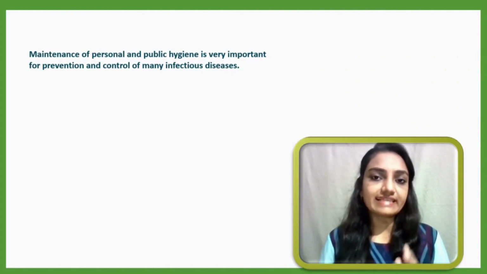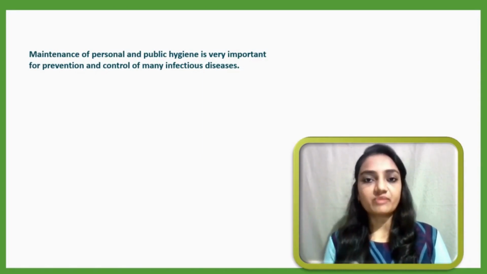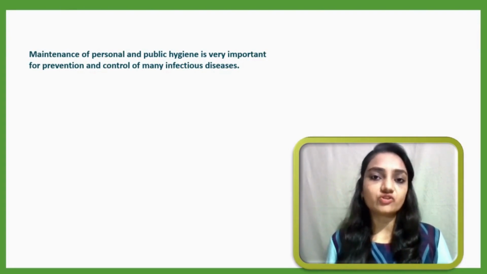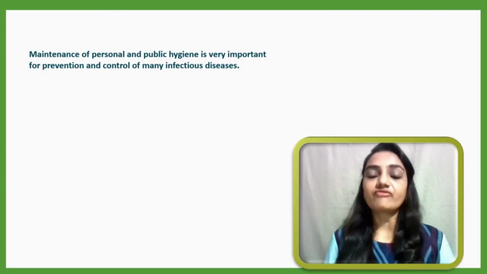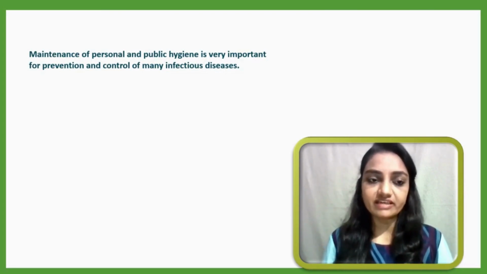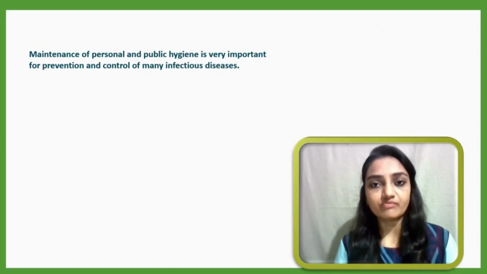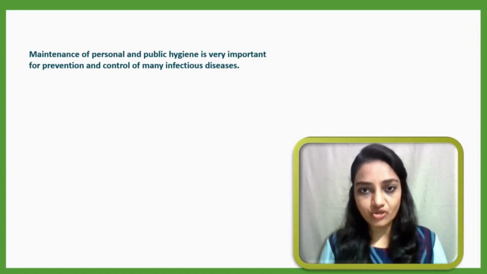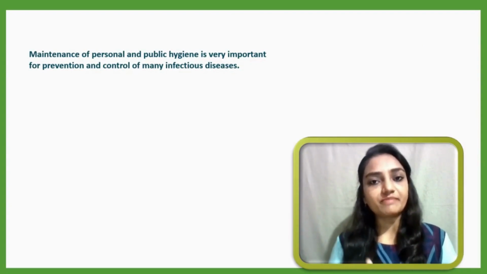Now in this lecture we will learn how we can protect ourselves from such pathogens. We can protect ourselves, and we can also maintain public hygiene, and by doing this we can protect ourselves from such diseases. Maintenance of personal and public hygiene is very important because it is said that precaution is always better than the cure. Prevention and control of many infectious diseases is possible by maintaining personal and public hygiene.